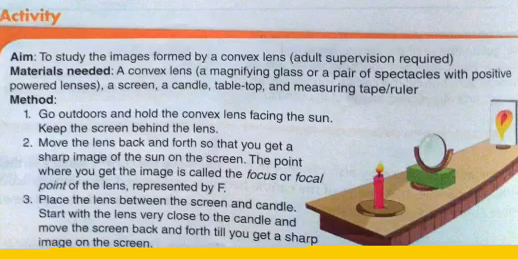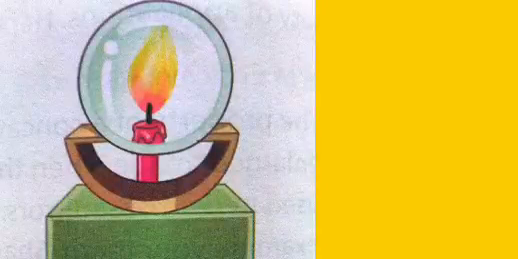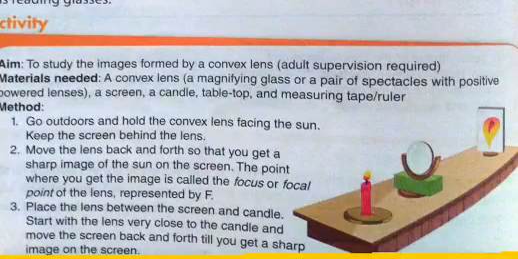The materials required will be a convex lens like a magnifying glass, a screen, a candle, a tabletop, and a measuring tape or ruler. Let us go outdoors and hold the convex lens facing the sun, keeping the screen behind the lens. Let us move the lens back and forth so that we get a sharp image of the sun on the screen. And this is the focal point represented by F.